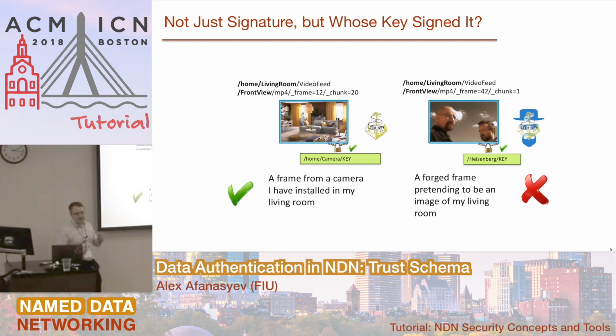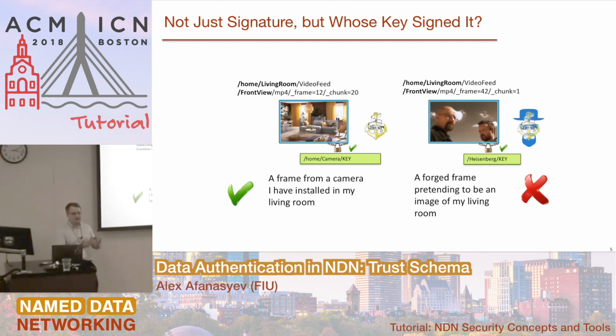But in this basic example, if data is signed by the camera, a camera in the home, and it's signed by the so-called trust anchor of the home, then probably it's good data, because first the names match, and then the cryptography also matched and the signature is actually valid. It's a possible signature and a valid signature.